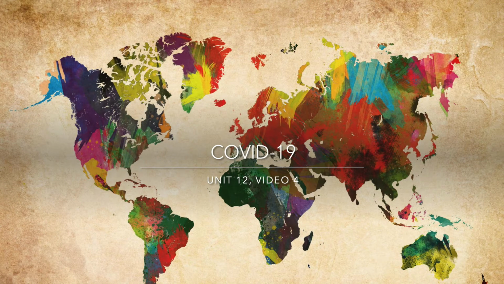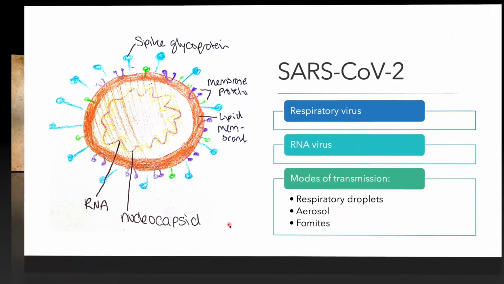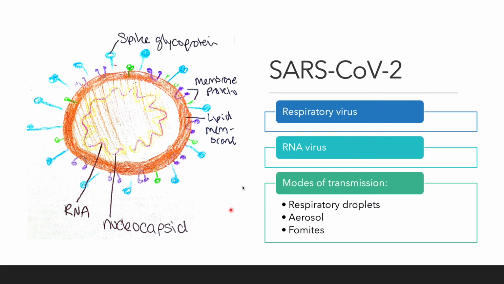In light of the COVID-19 pandemic, I thought I would do a video on SARS-CoV-2. SARS-CoV-2 is a respiratory virus, although it does affect other organs. The virus is an RNA virus enclosed in a nucleocapsid. It is surrounded by a lipid membrane consisting of various membrane proteins and spike glycoproteins.